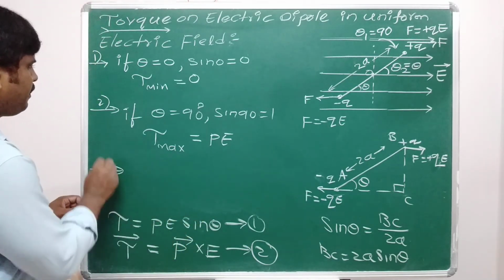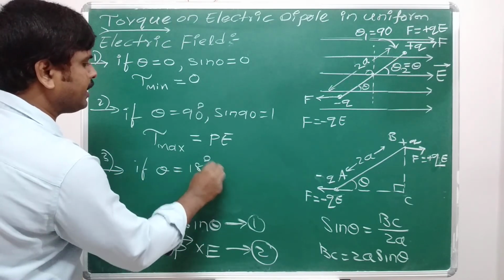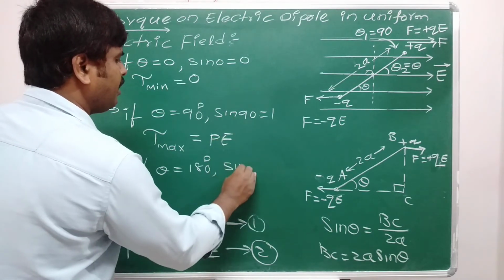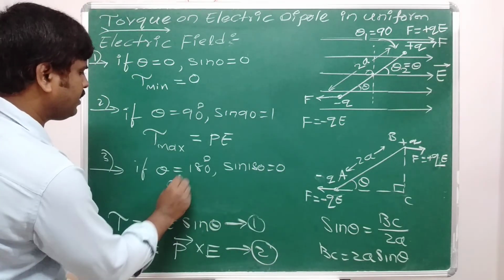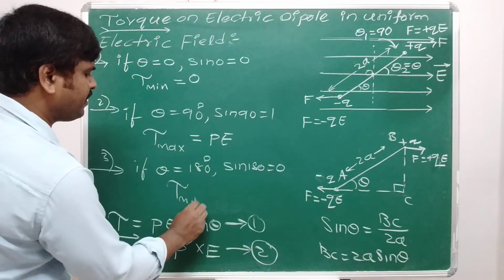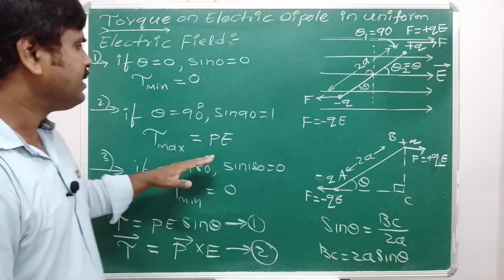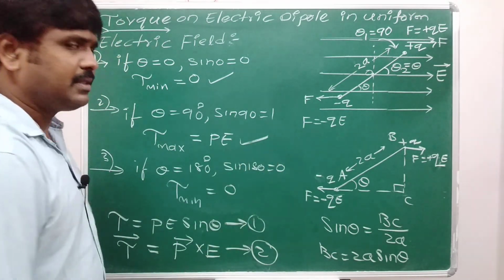And third, if theta is equal to 180 degrees, then sine 180 is equal to 0, so tau is minimum, equal to 0. The last case is not necessary. Mostly we consider only the first and second.